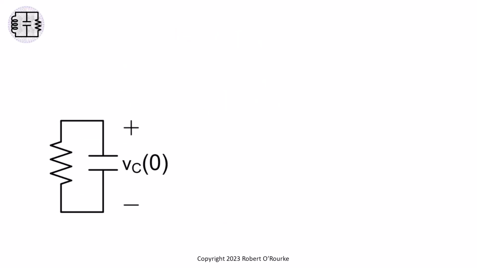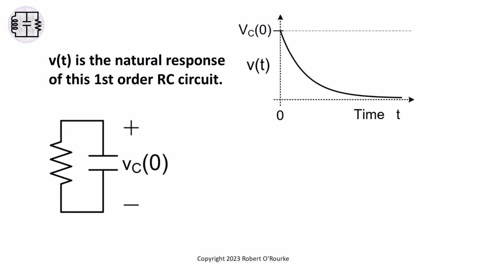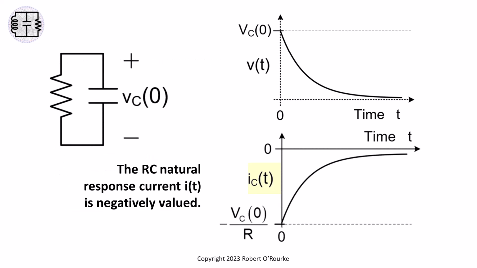Given an initial condition capacitor voltage across both the capacitor and resistor connected in parallel, we know that the voltage decays exponentially over time. This is natural response. Why will the RC natural response current through the capacitor be negative?